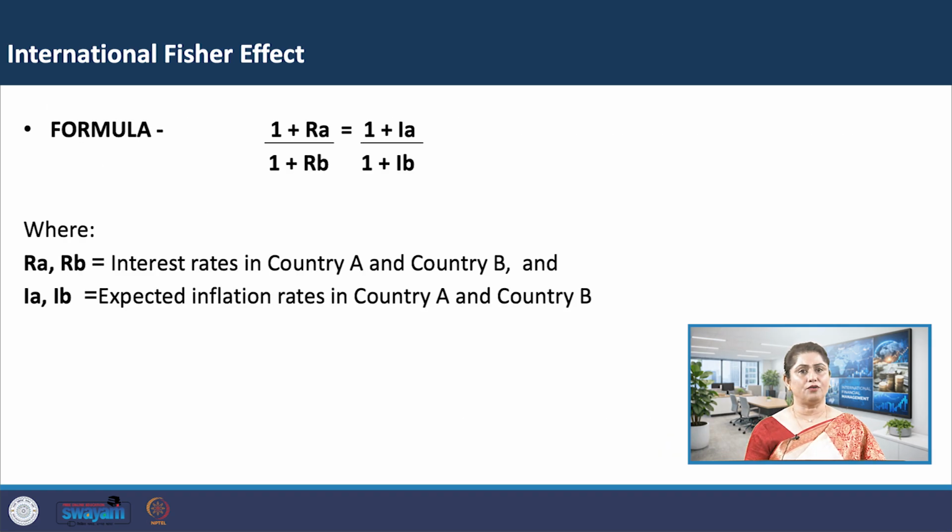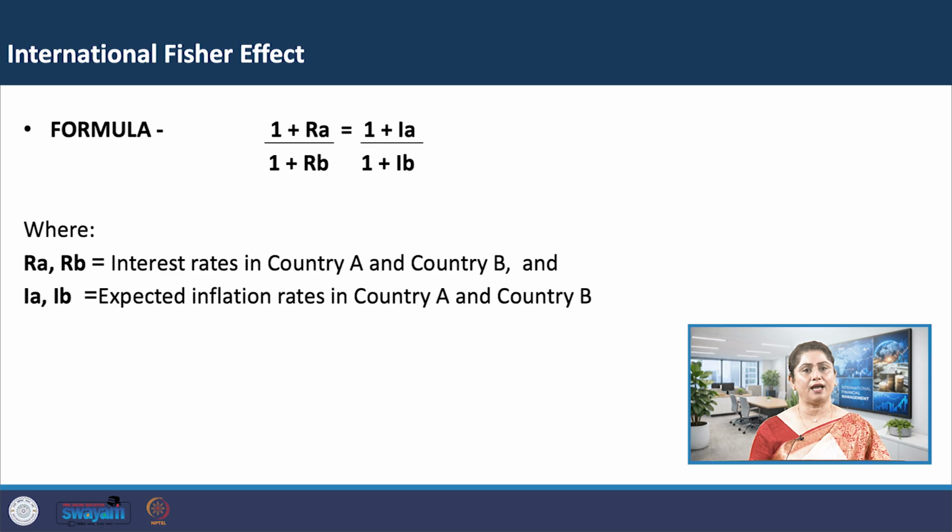Now let us look at the formula. The IFE is expressed as 1 plus interest rate in country A divided by 1 plus interest rate in country B equal to 1 plus inflation rate in A divided by 1 plus inflation rate in B, where RA and RB are interest rates in country A and B, and IA and IB are expected inflation rates in country A and country B. What this formula says is that the ratio of interest rates between two countries should be equal to the ratio of their expected inflation rates.